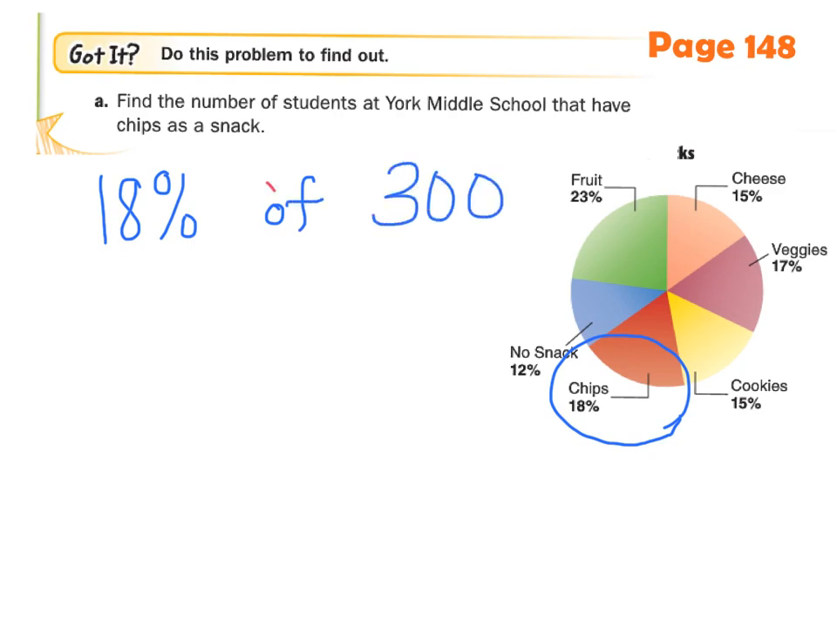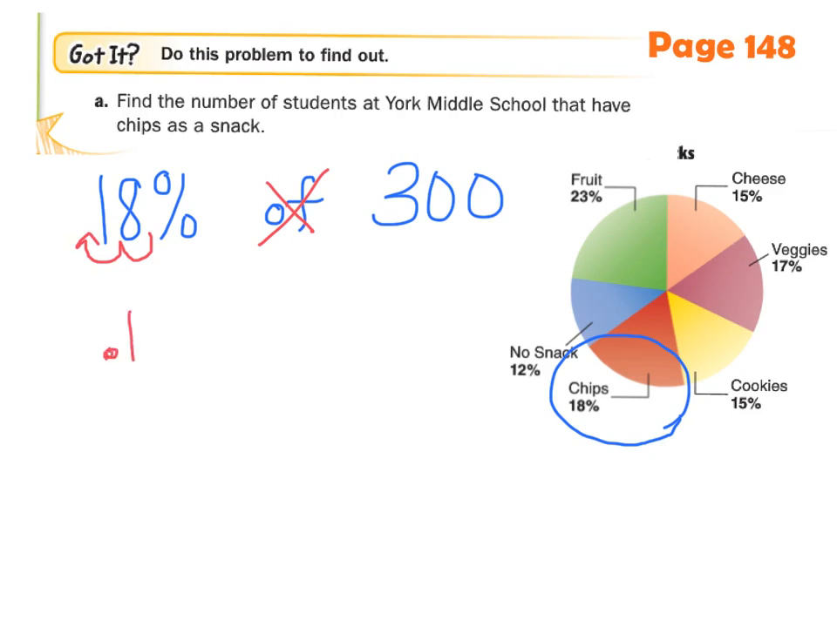Now always of means we're going to multiply, so I'm going to change that to multiply. And you could decide if you want to make 18% either a fraction, 18 out of 100, or a decimal, 0.18, and you use your calculator. I'm going to make mine a decimal because I'm really good at the swoopy things here.